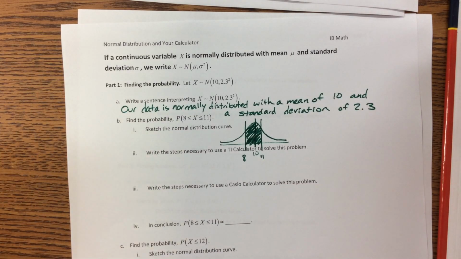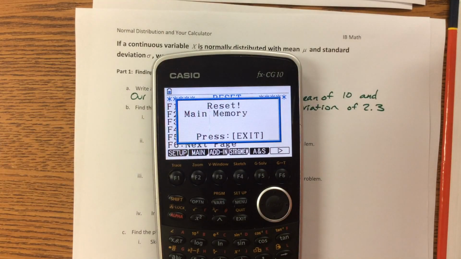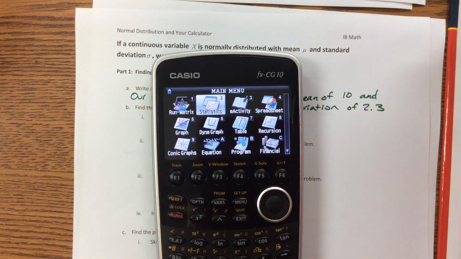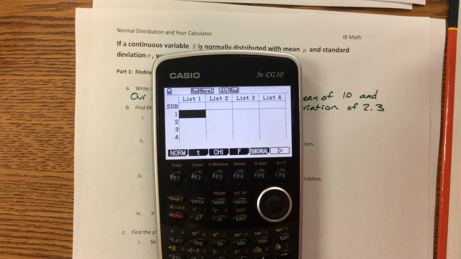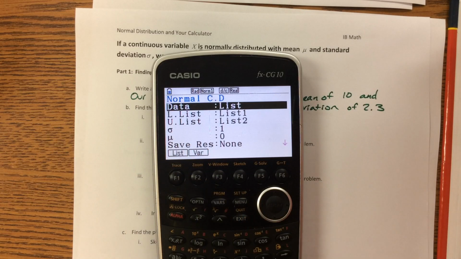Okay, and so I'm going to show the CASIO. Let me clear this so you can see. Starting fresh, okay, so I've reset the memory. So I'm going to come in here, menu, I'm going to go to statistics. Now what I'm looking at is a distribution, so I'm going to hit F5 to get to distribution. We're talking about a normal distribution, and we're looking at this cumulative distribution here.